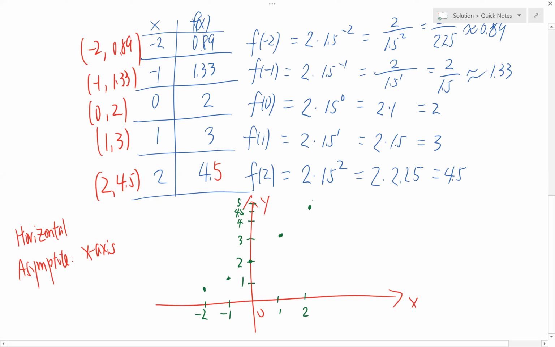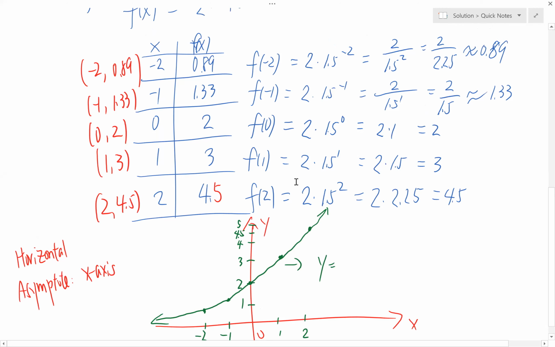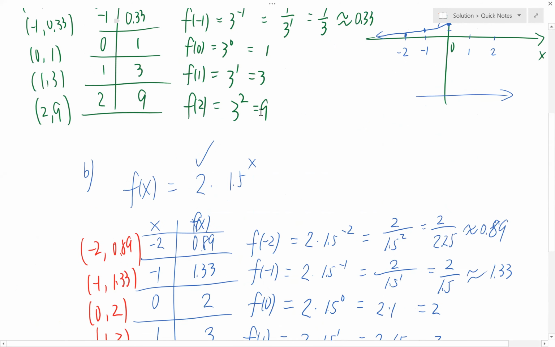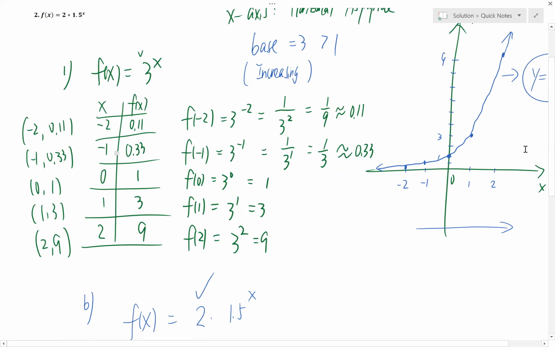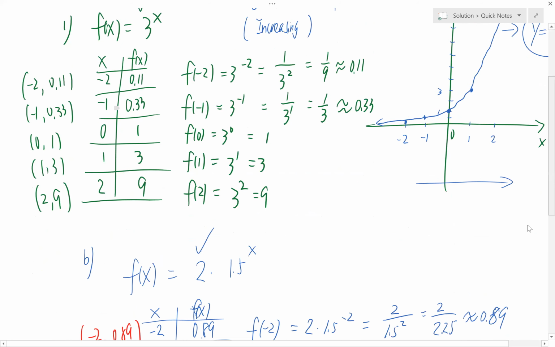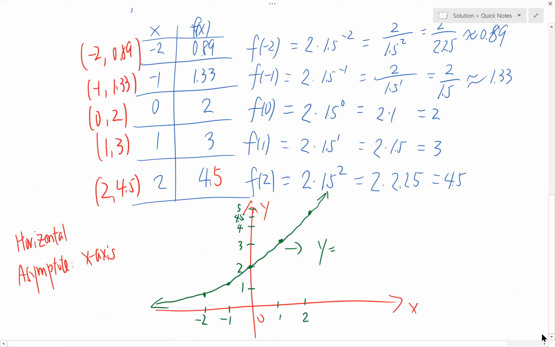And from there, again, we're going to connect it with a smooth curve. Extend it in both directions if you want to. And this one is a lot smoother, right? It doesn't increase that much compared to the previous one because of the base. If you compare the base, the base is only 1.5, and the base for the previous one is 3. So the bigger the base, the faster it increases from left to right. So here we have 2 times 1.5 to the x.